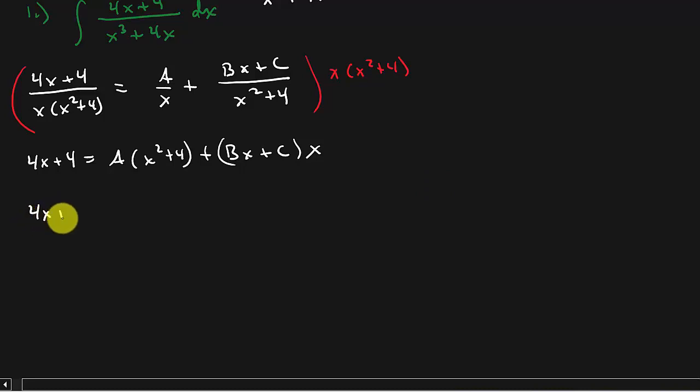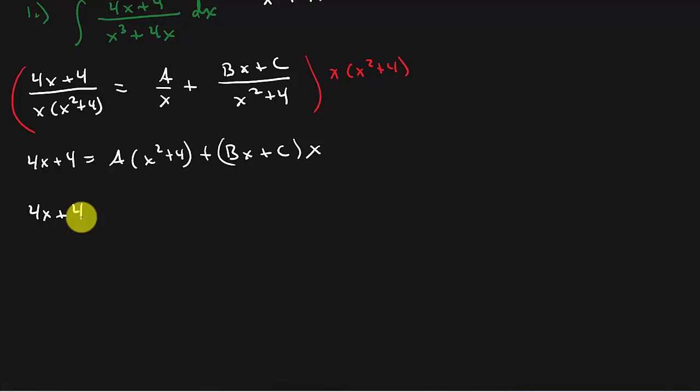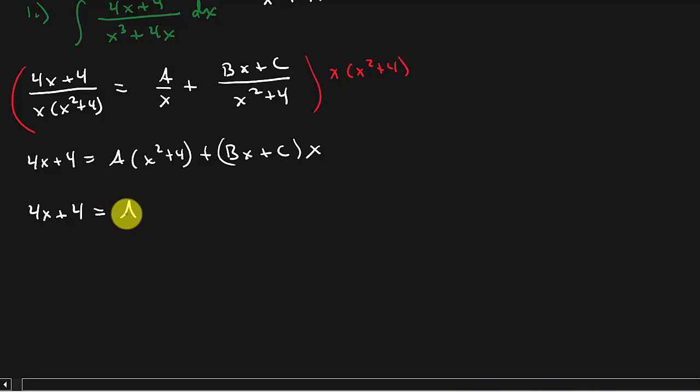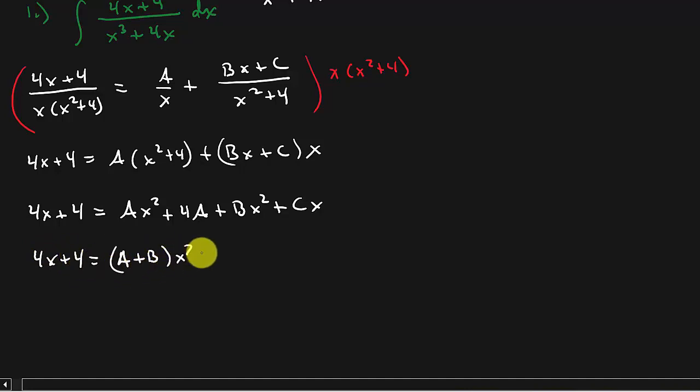Okay, and if it's still going to benefit us to let x equal 0, we'll go back and do that. But let's just see what happens here. So that's ax squared plus 4a plus bx squared plus cx. And so now I've got 4x plus 4 equals, and that's going to be a plus b times x squared. See, got common factors, common terms, x squared plus cx plus 4a.